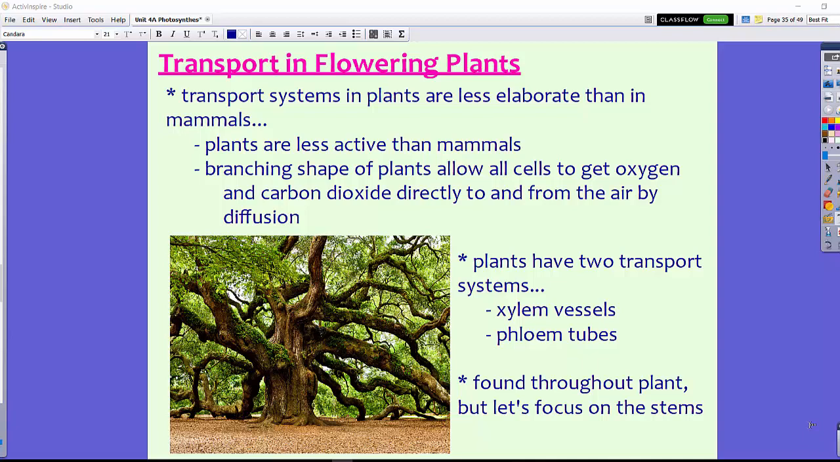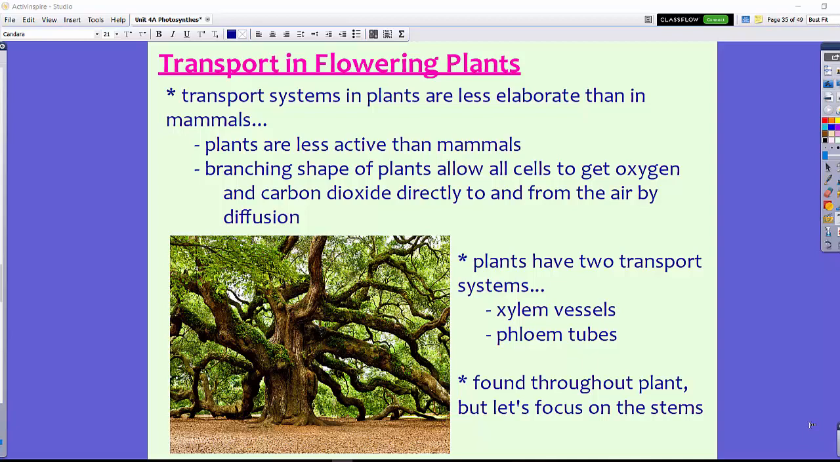Now trees, like the one in the picture here, and other plants have branching shapes, and they have several branches, which allows their cells to get all the oxygen and carbon dioxide directly to and from the air by diffusion. So again, unlike mammals, plants are able to absorb oxygen and carbon dioxide directly to and from the air because of diffusion.